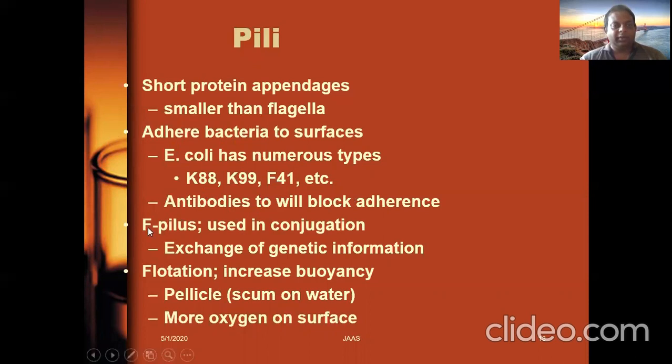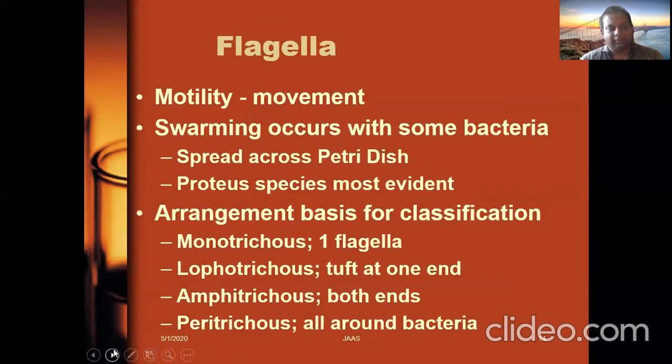Another important one is F pili. It is involved in conjugation, which is part of the exchange of genetic information. There are three ways: transduction, transformation, and conjugation, which will be discussed in an upcoming lecture. It is also involved in flotation, so they can float in water and survive, reaching oxygen on the surface. So pili are a helpful device.